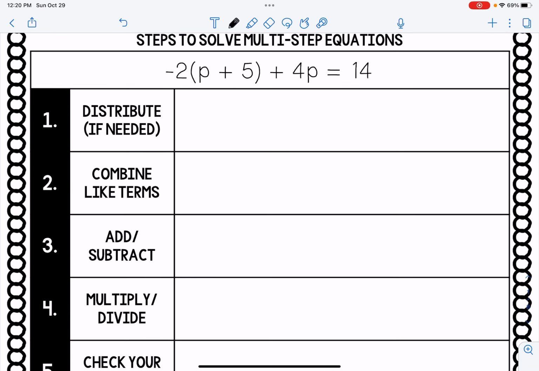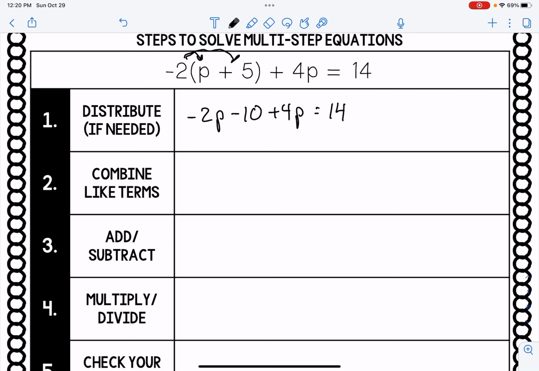But step 1 was to distribute. So negative 2 times p is negative 2p. And negative 2 times 5 is going to give me a minus 10 plus 4p equals 14.